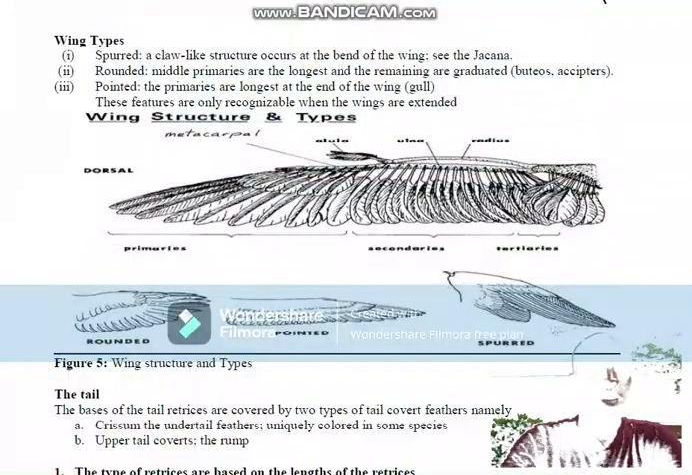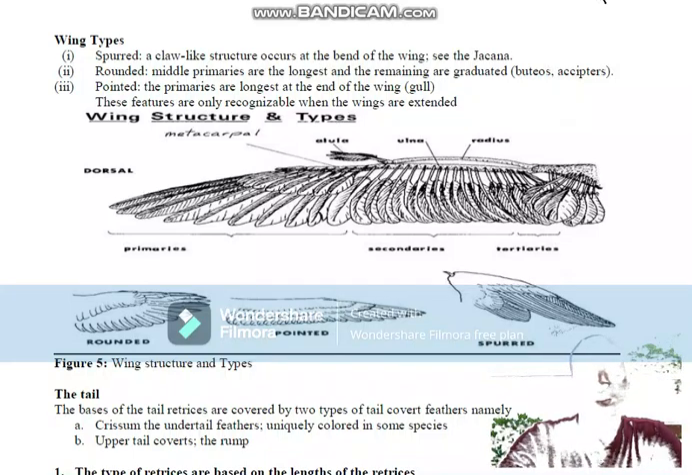Now, as I was saying, for spurred, it gets this claw-like structure that occurs at the end or at the bend of the wing. A good example of a bird with this type of wing is a jacana. And for rounded, the middle primaries are the longest, and the other remaining ones are gradually graduated. For pointed, the primaries are the longest at the end of the wing, and a good example is a gull.